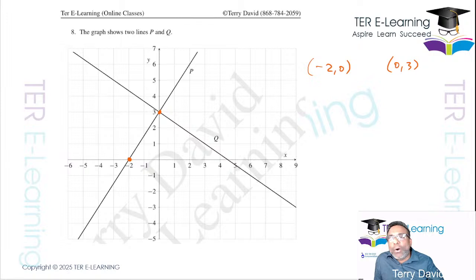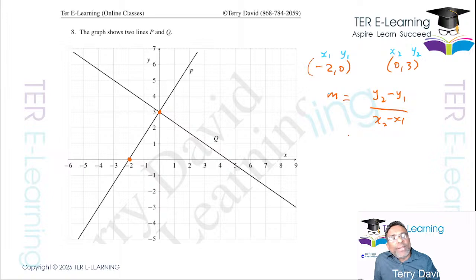Whenever you are working out gradient, what I suggest you do is to label the 2 points properly before you substitute anything. So let's call this x1, call this y1, let's call this x2, and let's call this y2. So if you want to work out the gradient m, it is given by y2 minus y1. This formula is not given to you in the exam, so you need to know it.